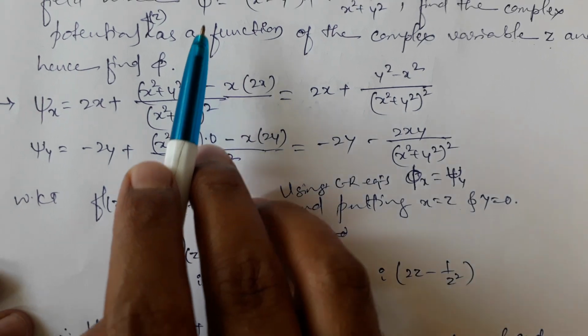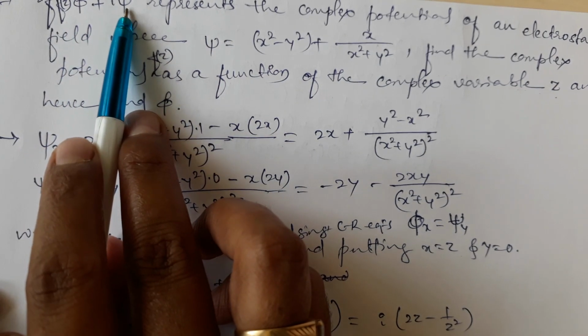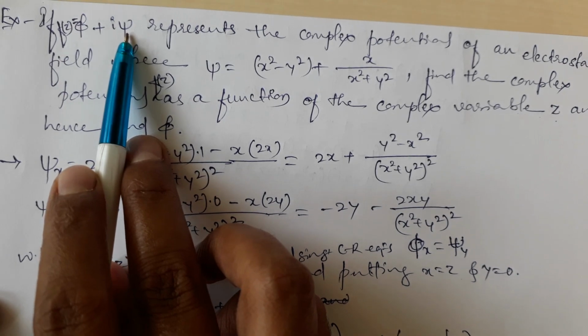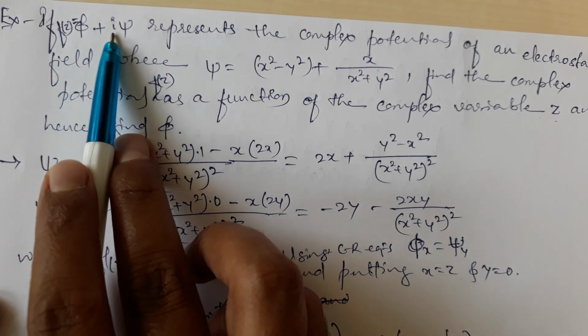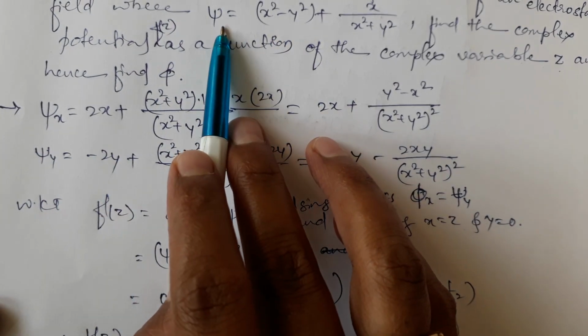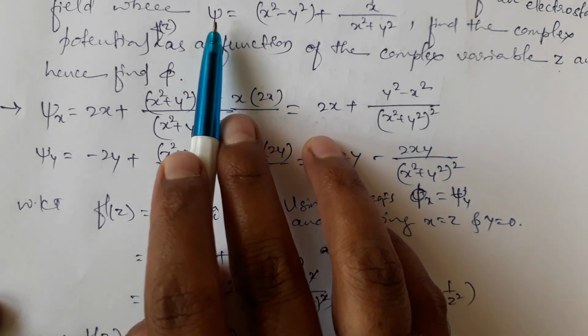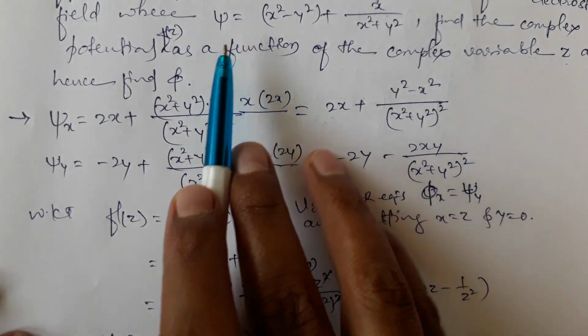Here they have given the imaginary part, that is φ is the real part and ψ is the imaginary part. In the previous examples we discussed u + iv, now it is φ + iψ. Here the imaginary part ψ is given. Now we need to differentiate ψ partially with respect to x and y.